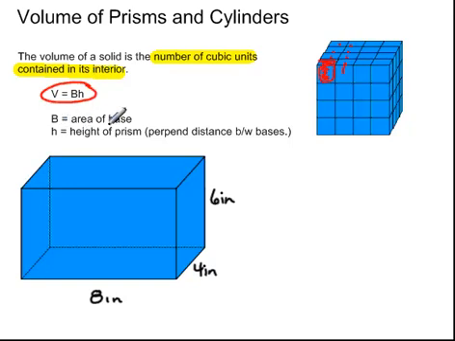Remember, capital B is area of the base, and H is the height of the prism, or that perpendicular distance. So if we're looking at this particular one, the perpendicular distance from the two bases. And this is for a prism. That is the volume formula for a prism. So we have to identify what the shape of the base is. If I'm looking at this shape, notice that its base is in the form of a rectangle.